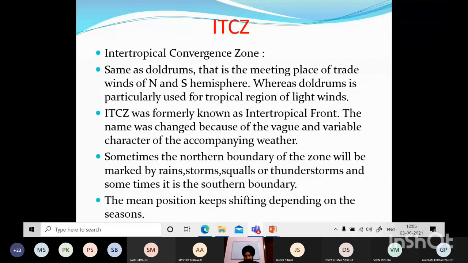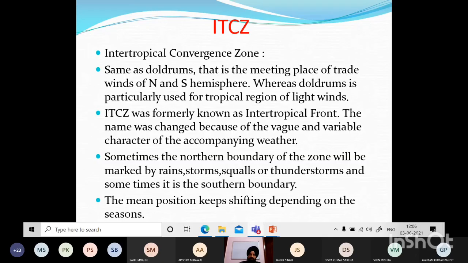So before that it used to be called intertropical front, but then the meteorologists realized no, the name was changed because of the vague and variable character of the accompanying weather. यार ये frontal, it's not a tropical front, it is basically like a tropical convergence zone of both the trade winds. Sometime northern boundary of zone will be marked by rain, storms, squalls, thunderstorms, and sometime it is a southern boundary. And mean position keeps shifting.